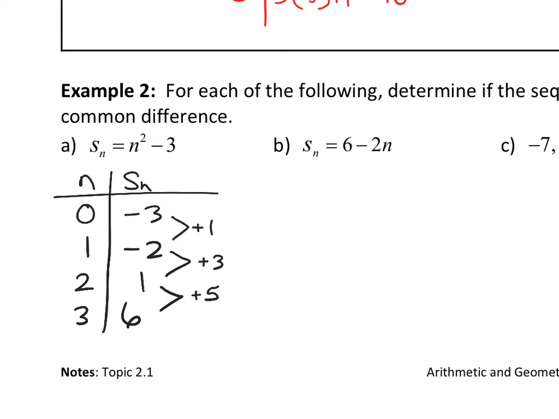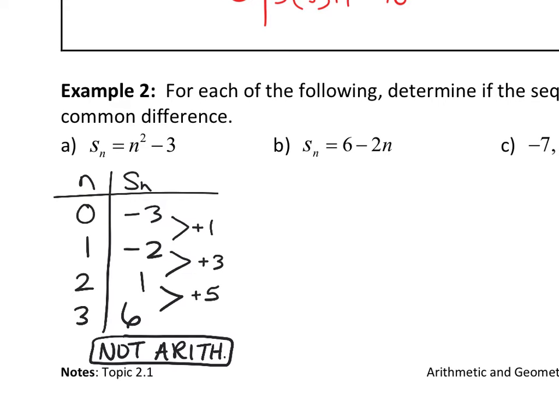Were all of those numbers the same in my changes? So this is not an arithmetic sequence. We have to have a common difference or a constant rate of change, so we would just say this one is not arithmetic. And arithmetic is a long word. I'm okay if you shorten it to this: not arithmetic.